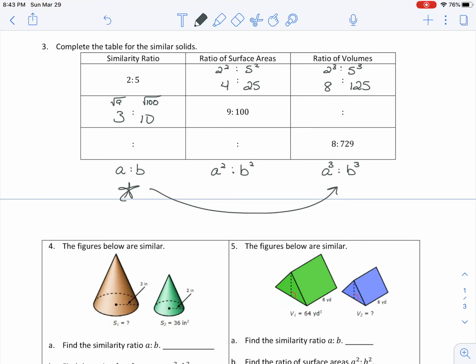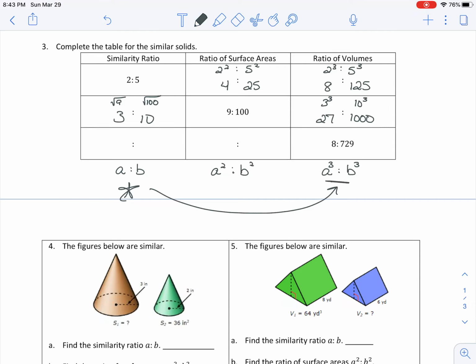And now that I have home base, I can get to the other locations by not squaring this time, but cubing. So I'll take my initial a and b that we just found, and I'm going to cube them. 3 to the third power, 3 times 3 times 3 is 27. 10 times 10 times 10 is 1,000.